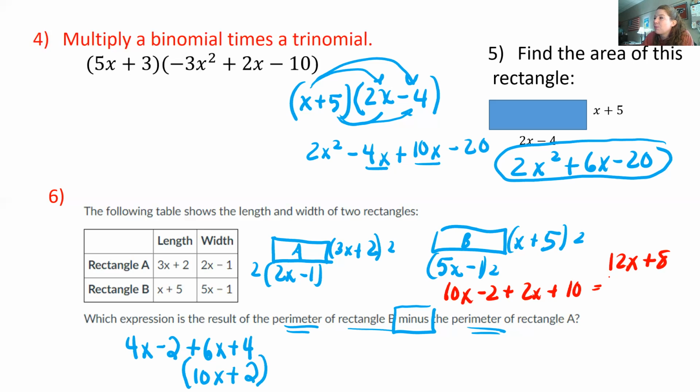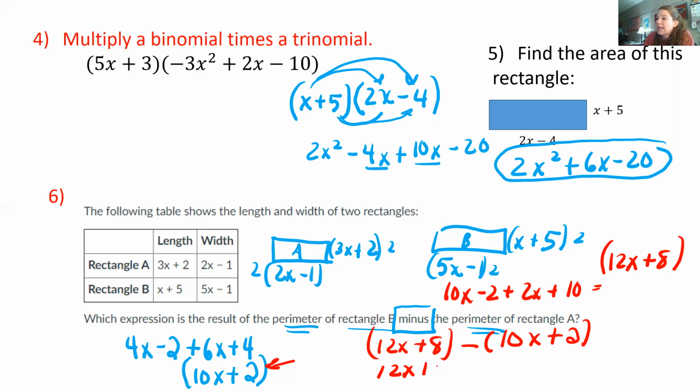So what does it say? We're going to take the perimeter of rectangle B, which is 12x plus 8, and we're subtracting this perimeter, right? So from it, we're subtracting 10x plus 2. Now remember, when you have a negative sign in front of a parentheses, you have to distribute that negative sign to everything in the parentheses. So we're going to write this 12x plus 8. So minus 10x, but not just minus 10x, minus 2.